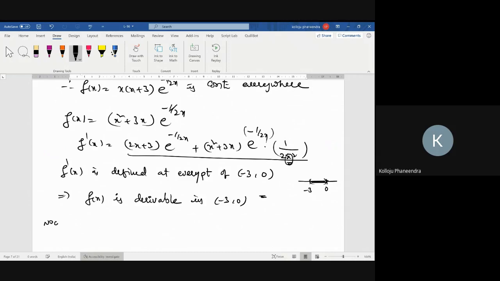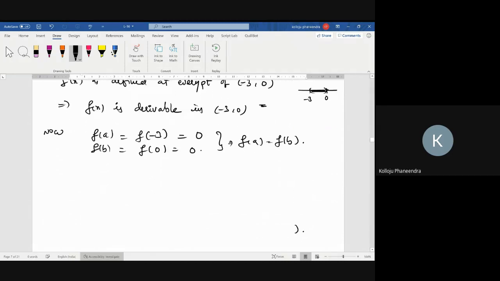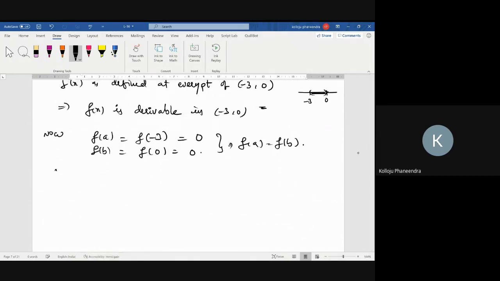Now, f of a means f of minus 3, so 0. f of b, b value is 0, x into is there, so 0. This implies f of a equal to f of b. Therefore, by Rolle's theorem, there exists c belongs to open minus 3 to 0 such that f dash c equals to 0.